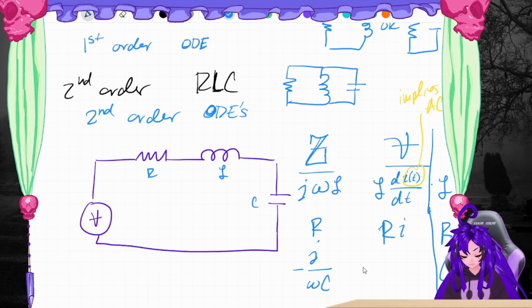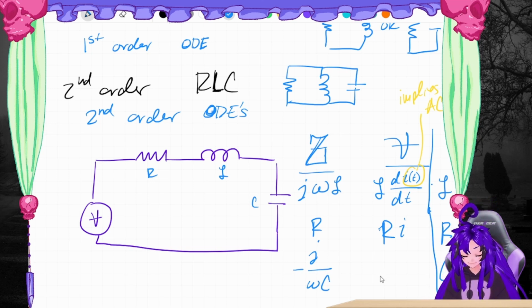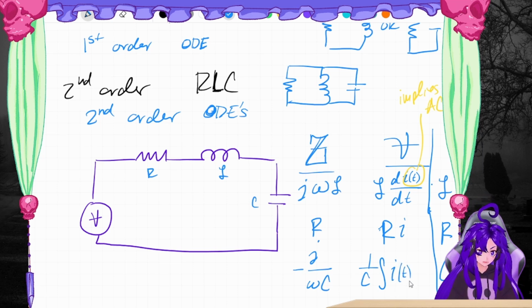And their voltage, generally capacitors are talked about as their current, but you can talk about them as voltage. It's 1 over C integral of I as a function of t dt.